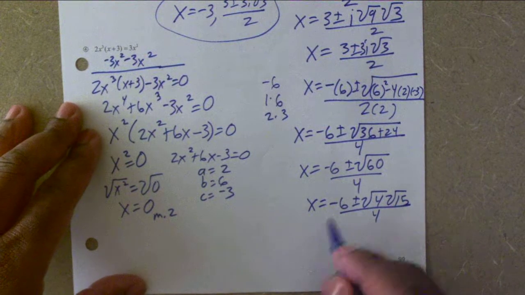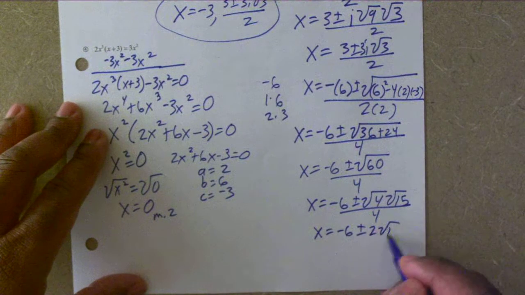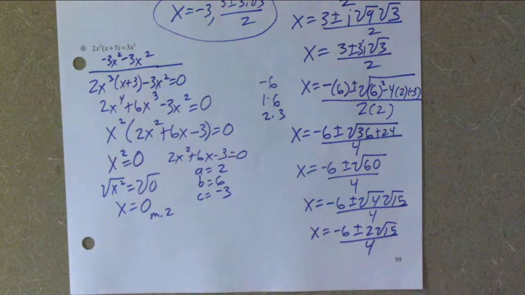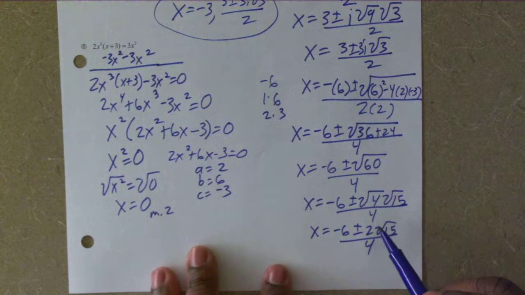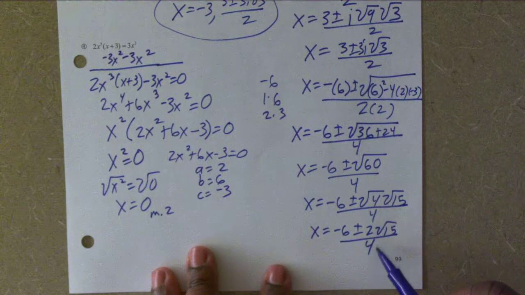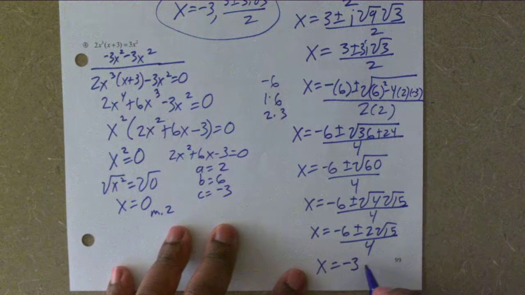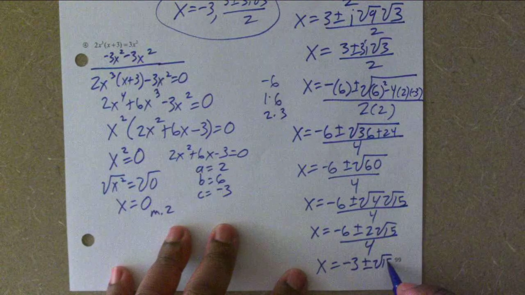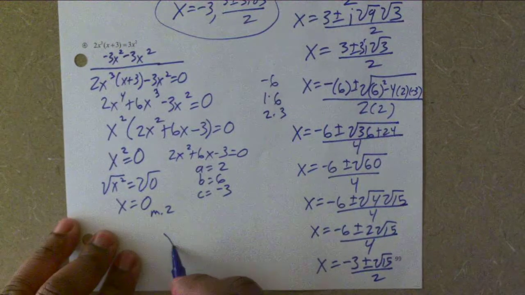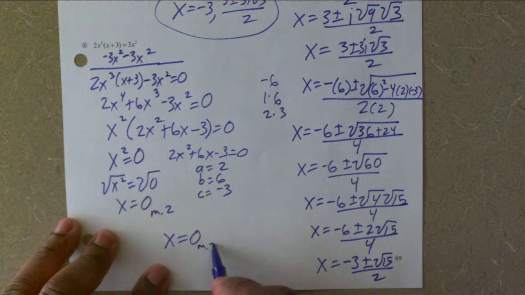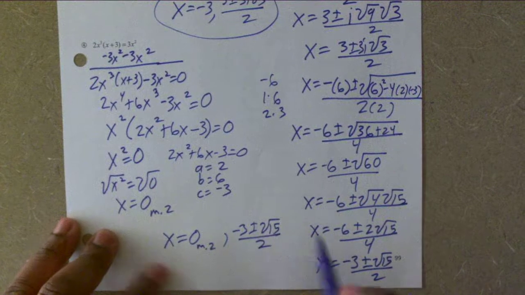Now the square root of 4, we know is 2. So it would be negative 6 plus or minus 2 square root 15, all over 4. Now if we look at all of these terms here, you notice that all three of these have 2 in common. So we could divide all 3 by 2, and that would give us negative 3 plus or minus the square root of 15 all over 2. So our final answer would be x equals 0, with multiplicity 2, comma negative 3 plus or minus the square root of 15 all over 2.